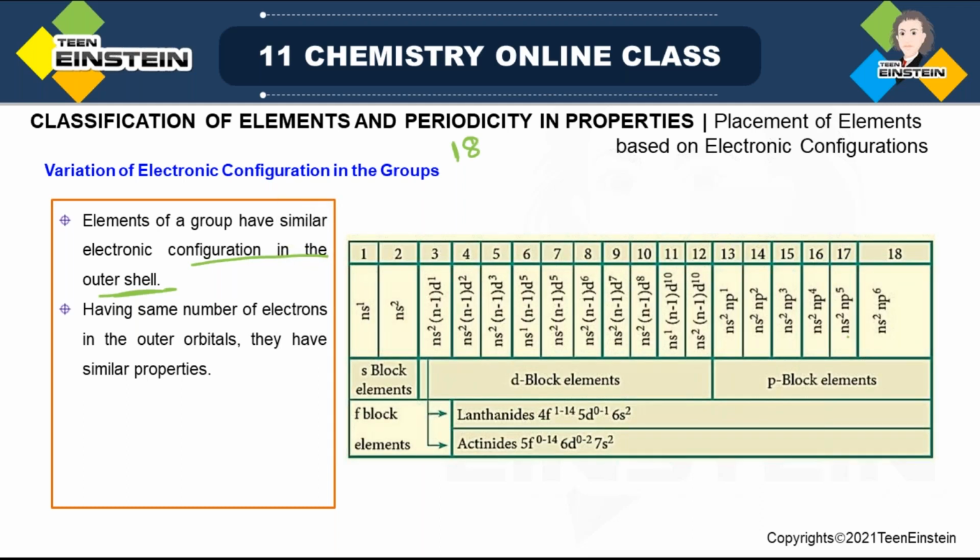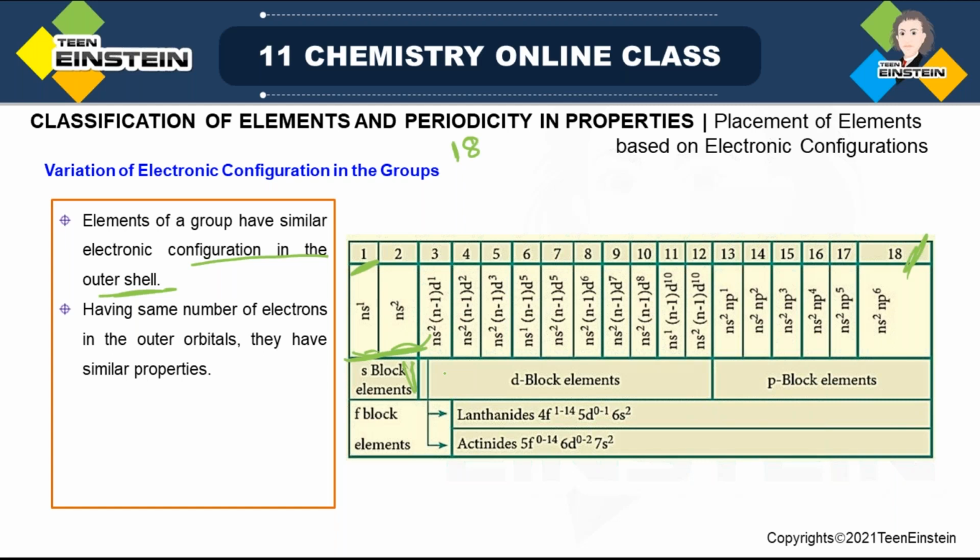So here you can see it is expressed in as simple a way as possible. Group number 1, and then it ends at group number 18. Group number 1 and group number 2, these two together, are actually the s block, so they are known as s block elements. Their electronic configuration is the most simple in the whole periodic table, very easy to remember. ns1, ns2. So for ns1, remember lithium, sodium, potassium.